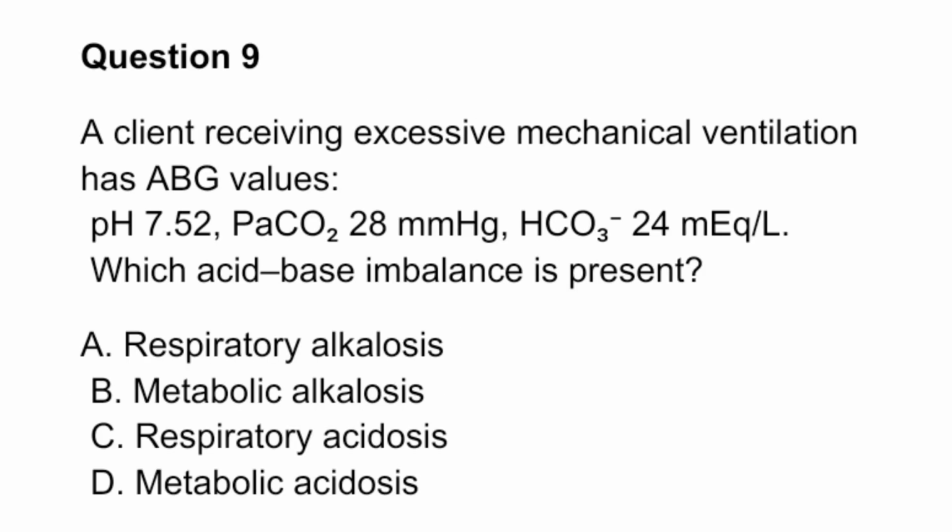Question 9. A client receiving excessive mechanical ventilation has ABG values pH 7.52, PaCO2 28 mmHg, HCO3- 24 mEq/L. Which acid-base imbalance is present? A. Respiratory alkalosis. B. Metabolic alkalosis. C. Respiratory acidosis. D. Metabolic acidosis.